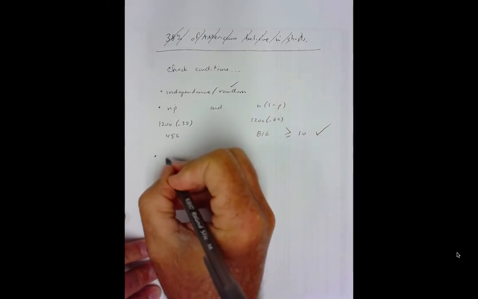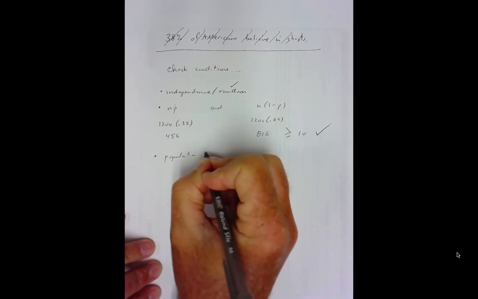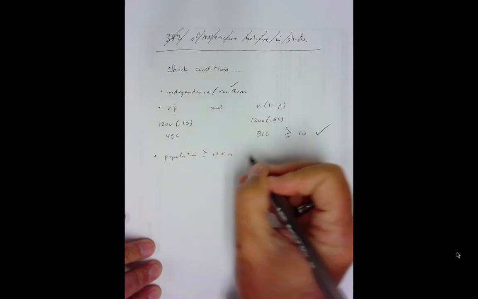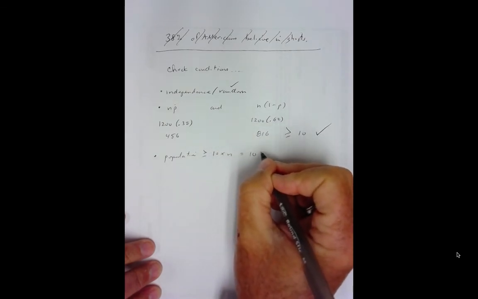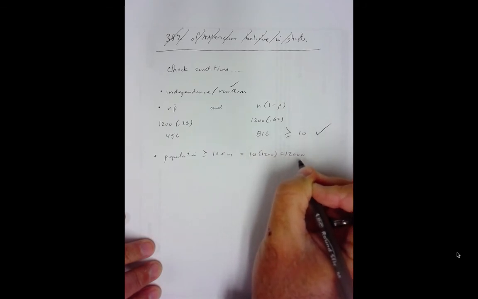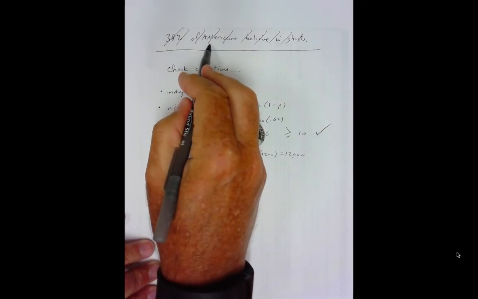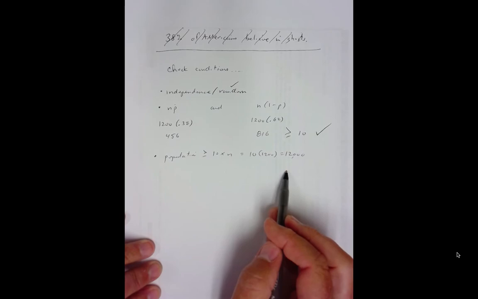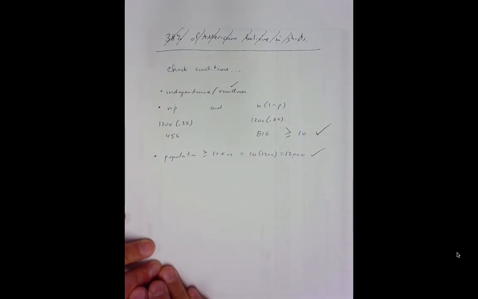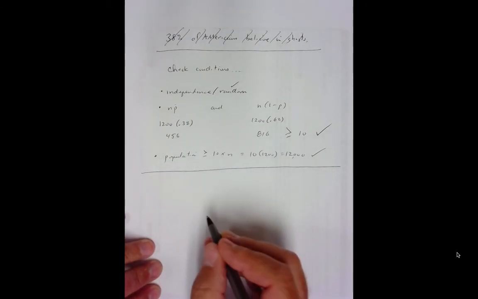And the final thing is we need our population to be greater than or equal to 10 times our sample. Well, 10 times our sample was 1,200. That's 12,000. Is our population all Americans? Is there more than 12,000 Americans? Yeah, there is. So, guys, the third condition is actually met.